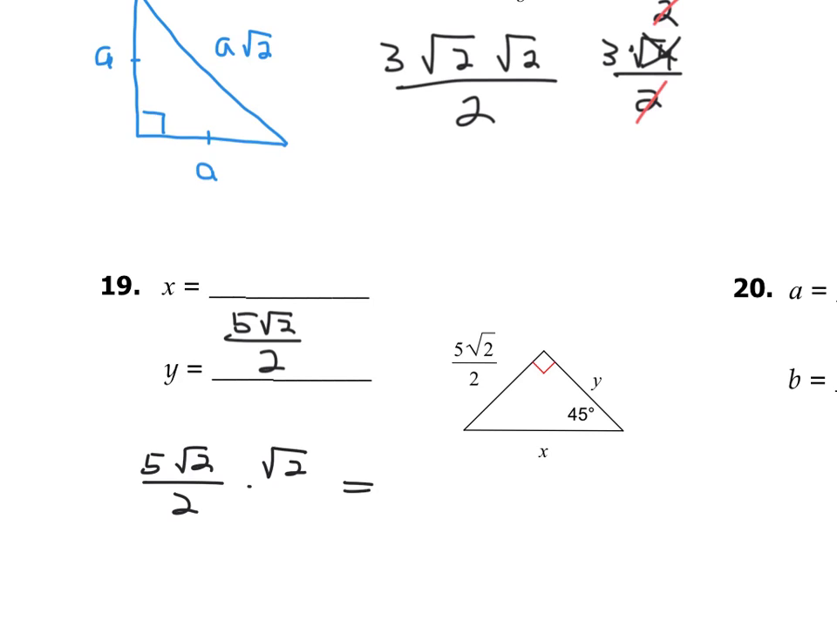And so remember that square root of 2 times the square root of 2 is just the square root of 4. And the square root of 4 is just 2. So we have 5 times 2, all divided by 2. Well, the 2's divide out, so we're just left with 5.